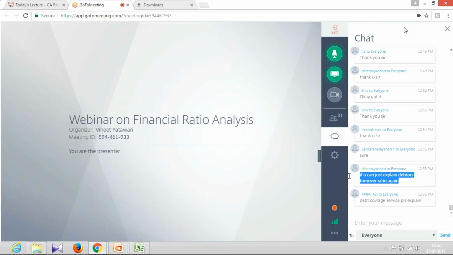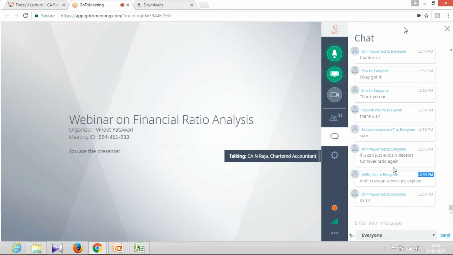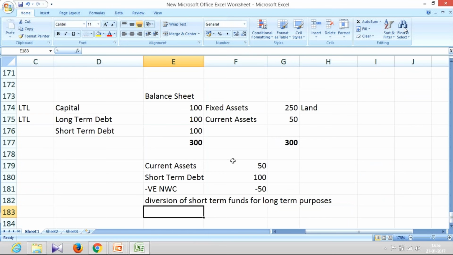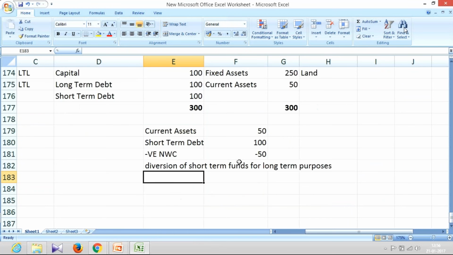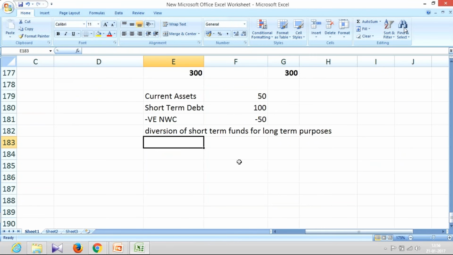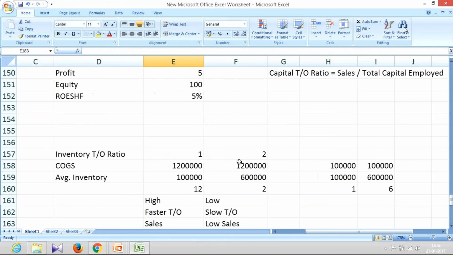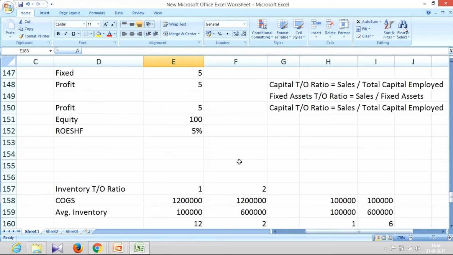Yeah, just have a look at this. Let's say there are two companies with annual credit sales of 12 lakhs each. One company is having average debtors of 1 lakh, whereas another company is having debtors of 6 lakh. Now if I create a relationship between these two, that is annual credit sales by average debtors, I get 12 lakh divided by 1 lakh, which is 12 times. Here it is 12 lakh divided by 6 lakh, which is 2 times.